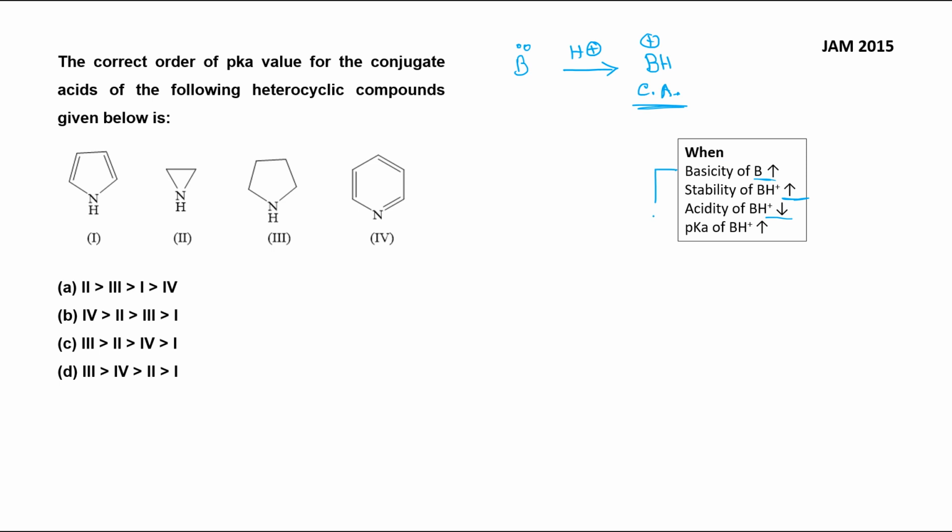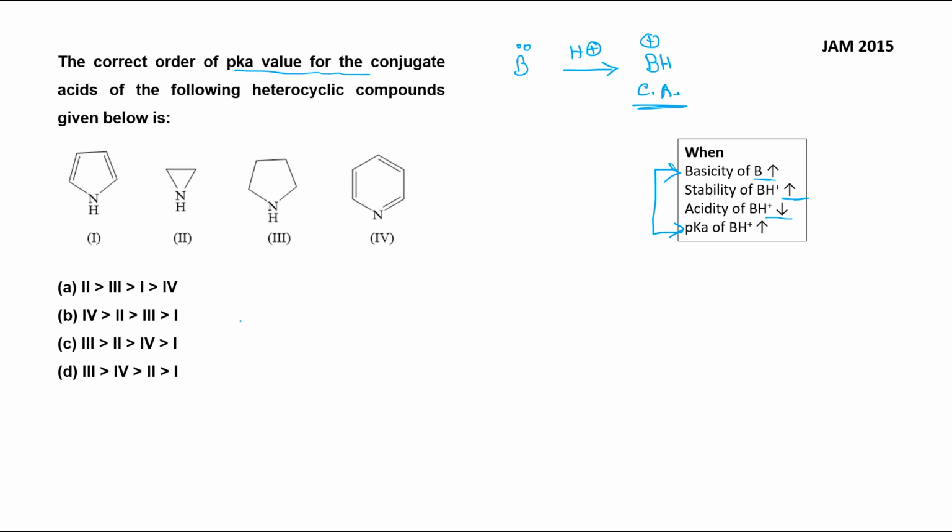Now consider these two change in a similar way. So basicity of B is increasing means pKa of its conjugate acid is also increasing. So though the question is asking the pKa value order, simply consider the basicity order, because basicity order and the pKa of conjugate acid order are the same because of this logic.